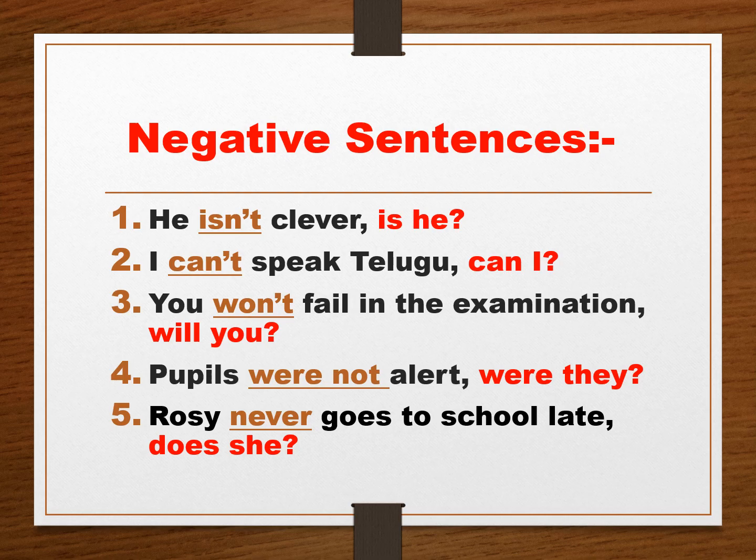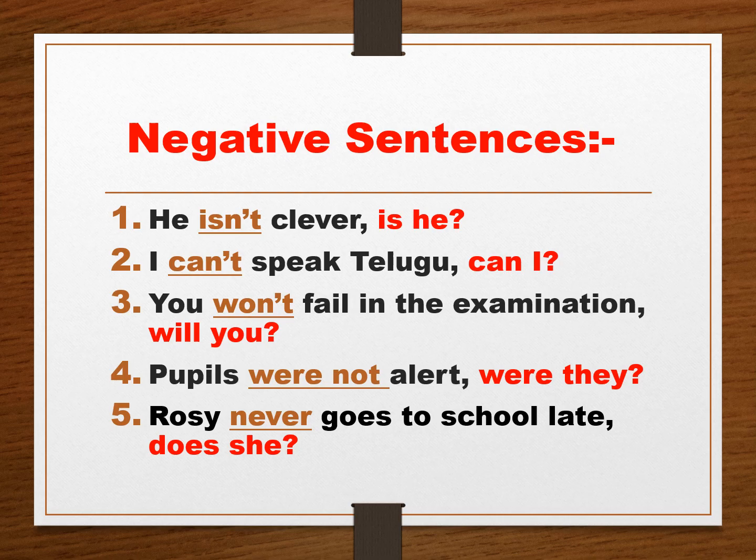Here are a few negative sentences. If you observe the sentences and the underlined words in the sentences, we'll come to know that the sentences are having not, never. Along with this, you may have hardly, rarely, seldom, scarcely, barely. If such words are there, we consider them as negative sentences, right? The rule tells if you have a negative sentence, tag should be positive.